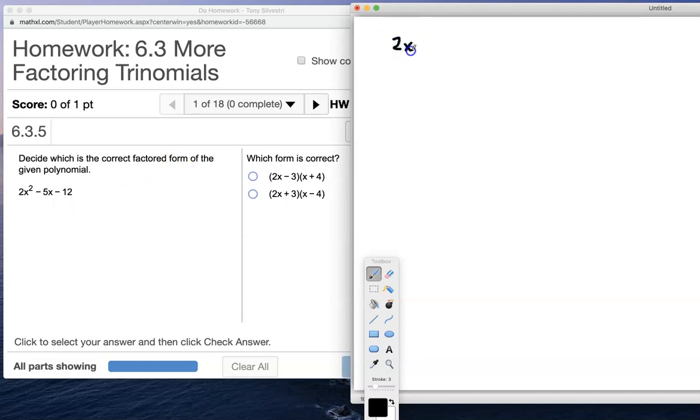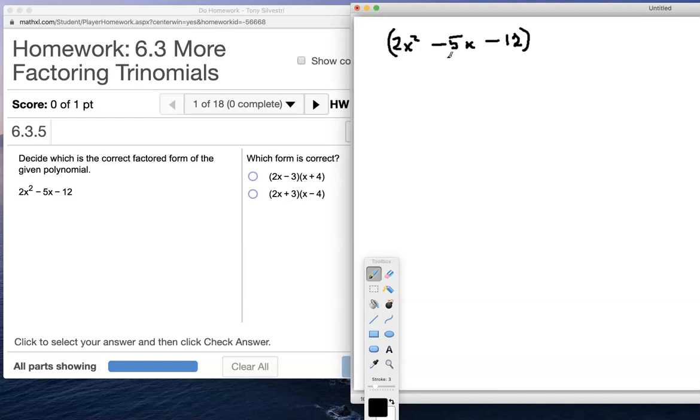2x squared, and minus 5x, minus 12. And what we have here is one big bundle that needs to be broken up. That's what we're doing. We're taking big bundles and factoring them into smaller bundles.